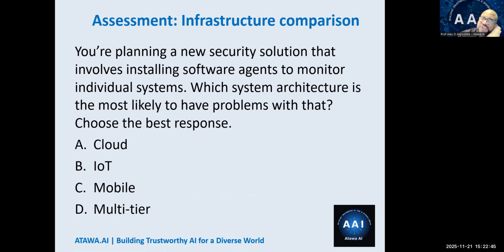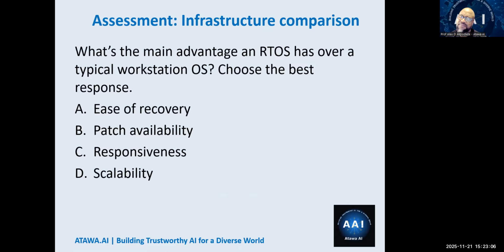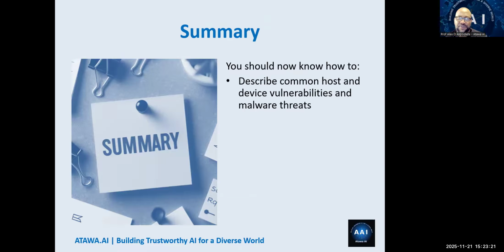All right, you're planning a new security solution that involves installing software agents to monitor individual systems. Which system architecture is most likely to have problems with that? So which one of these is more difficult to monitor, right? And usually it's IoT because of the nature of their design. What's the main advantage an RTOS has over a typical workstation OS, like the one in your car, as opposed to, say, the Windows operating system? Simple. They are responsive. That's part of the definition of RTOS, all right?